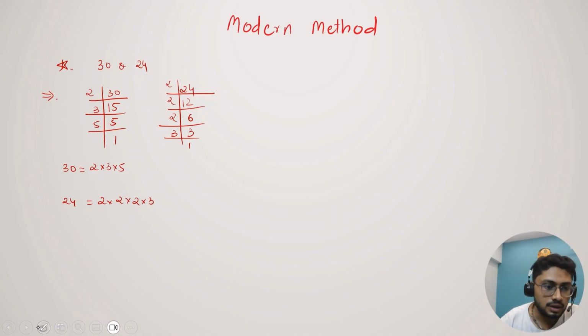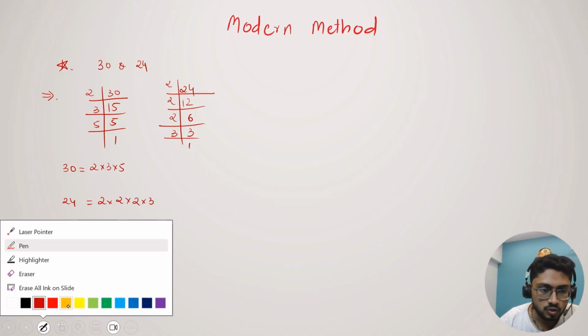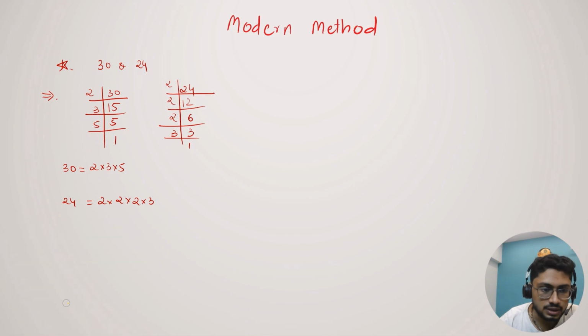Now, the most important step that you need to understand. Is it visible? I guess the yellow color is not visible that much. You're going to use black. You need to write this in the form of powers. So 2 is repeated one time, so we write 2 raised to the 1, 3 raised to the 1, 5 raised to the 1. And over here 2 is repeated how many times? 3 times. 2 raised to the 3, 3 raised to the 1.